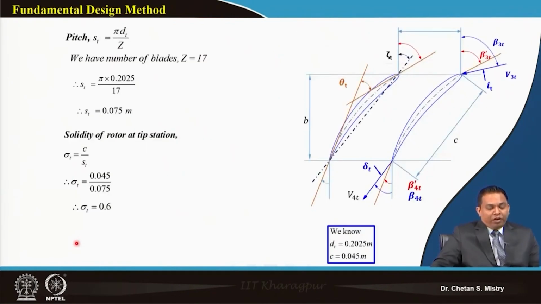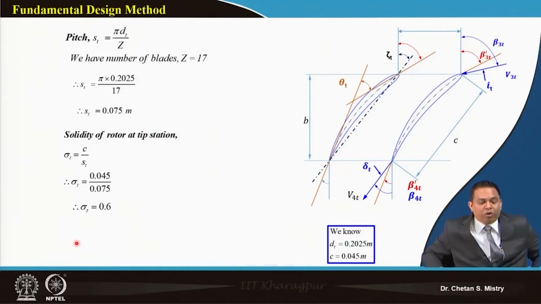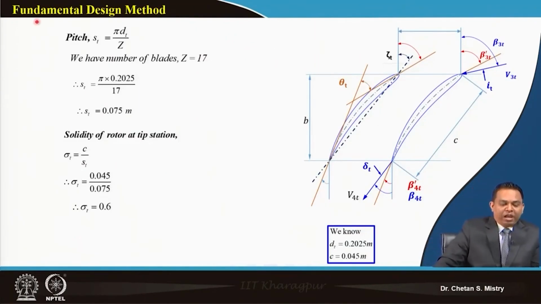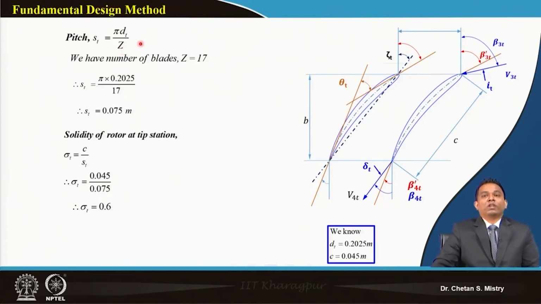Okay. Now, in order to calculate the pitch, my pitch is given by pi d divided by z. Our number of blades selected is 17. So, that gives me my pitch, which is coming 0.075. Okay. And my solidity, if we put our chord to be 0.045, is coming 0.6.